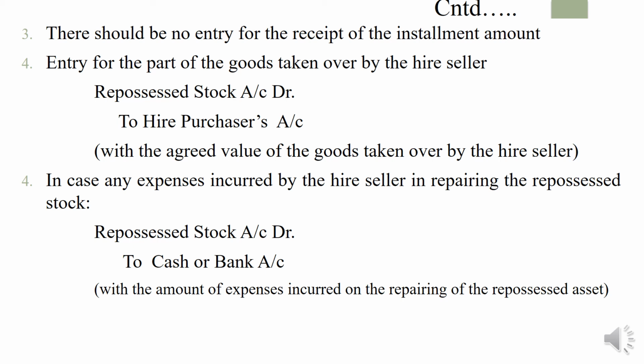Then the entry for the part of the goods taken over by the hire seller: here also repossessed stock account is debtor to hire purchases account. So repossessed stock is debited with the agreed value of the goods taken over by the hire seller and hire purchases account is credited. In case any expenses are incurred by the hire seller, the same journal entry as in the previous method is to be passed: repossessed stock account is to be debited and cash account is to be credited with the amount of expenses incurred for repairing the asset, the repossessed stock.